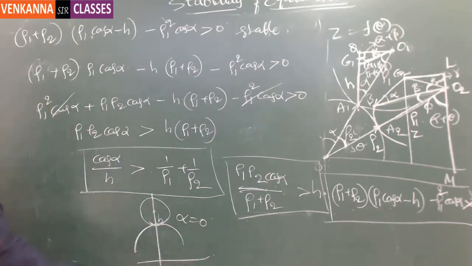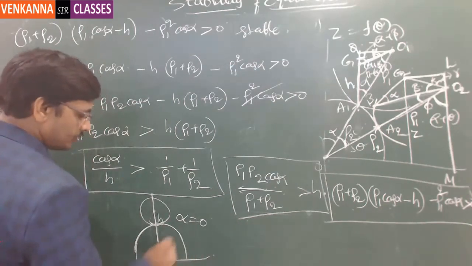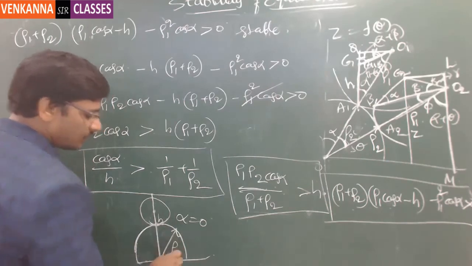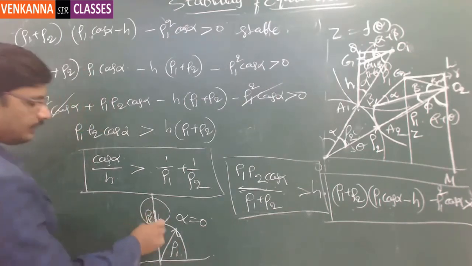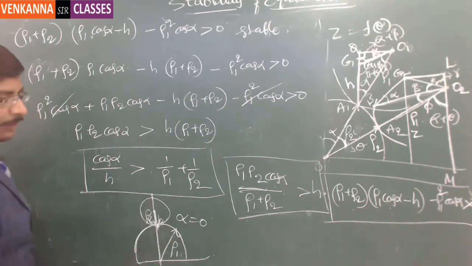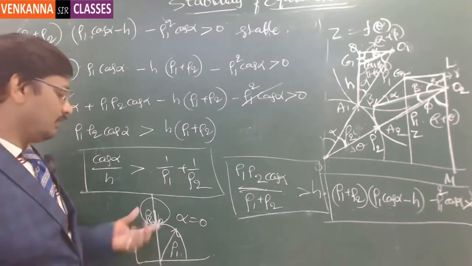So alpha equal to 0. Now let us say the radius of curvature for this one is rho 1 and the radius of curvature for this one is rho 2. Then, depending upon the size of this particular body, this top body may be of lesser size or more size.